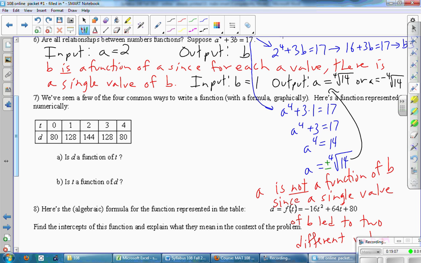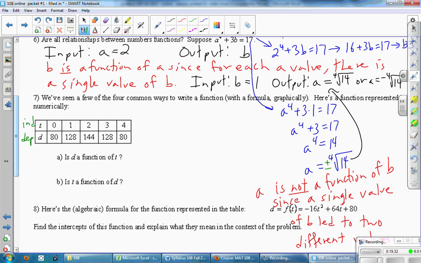Here's a function represented numerically. Numerically just means with a table of values. So here's a table of values. The first row, I'm telling you the values of t, and in the bottom row, I'm telling you the corresponding values of d. Just a little quick hint here. The first row is always the independent, and the second row is always the dependent. Likewise, if it's in columns, first column is independent, second column is dependent.